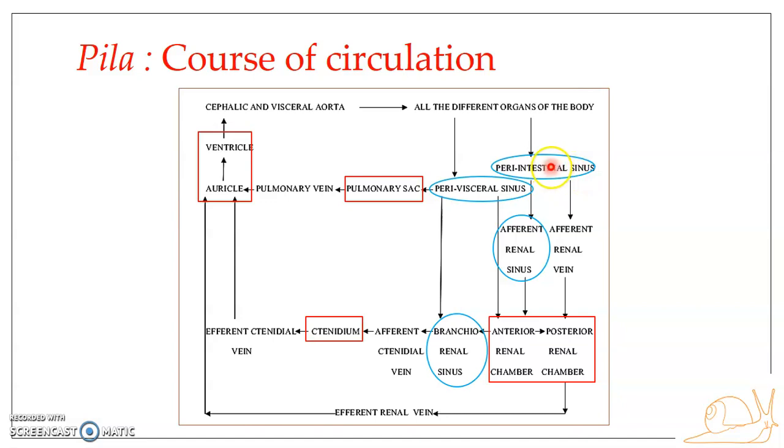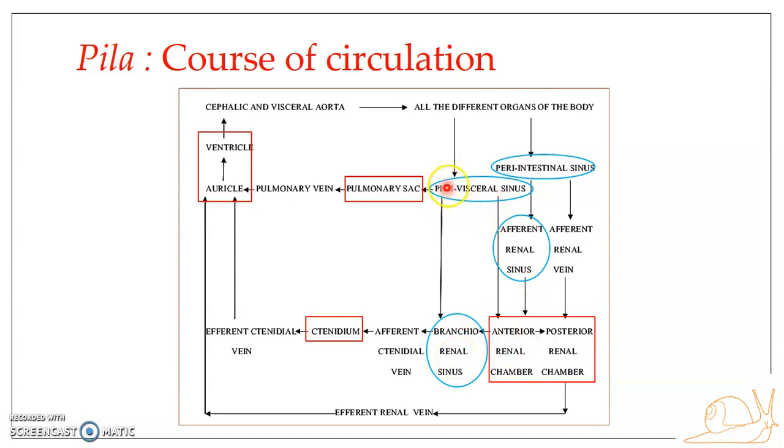And from there, the blood flows from the periintestinal sinus through the afferent renal vein to the renal chambers. Similarly, from the periintestinal sinus the blood flows into another sinus, the afferent renal sinus. And from the afferent renal sinus, blood flows through two different routes. One is to the renal chamber, another is to the branchiorenal sinus. Okay, the renal chamber and the branchiorenal sinus.